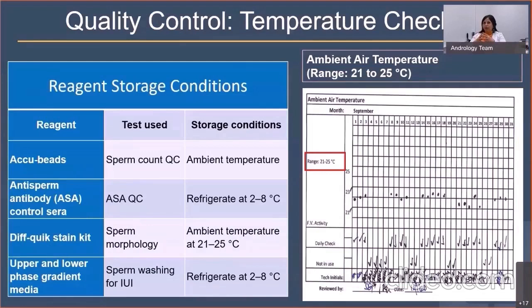Reagents have to be stored as per the manufacturer instructions, either at ambient temperature or refrigerated. In the table on the left, you see the AccuBeads have to be stored at ambient temperature. The anti-sperm antibody testing control sera have to be refrigerated. So we monitor the ambient temperature as well to keep the reagents in the required range.